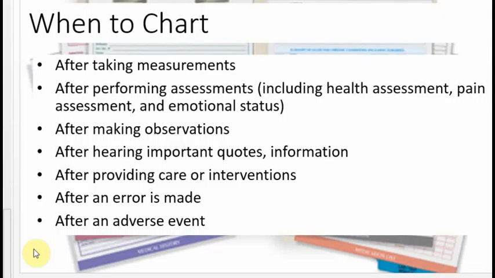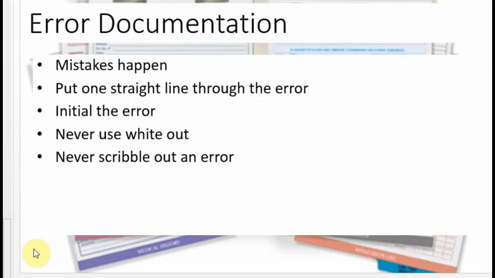So when to chart? After you take your measurements, after you've done vital signs, after performing assessments, after making observations, after hearing important quotes or information, after providing care or interventions, after an error is made, after an adverse event. We all have had errors in documentation. Mistakes happen. So put a line through it, one line through it, initial it. Never use whiteout, never scribble out an error. It's always there. But that is the legal way and the correct way to fix a mistake in documentation.